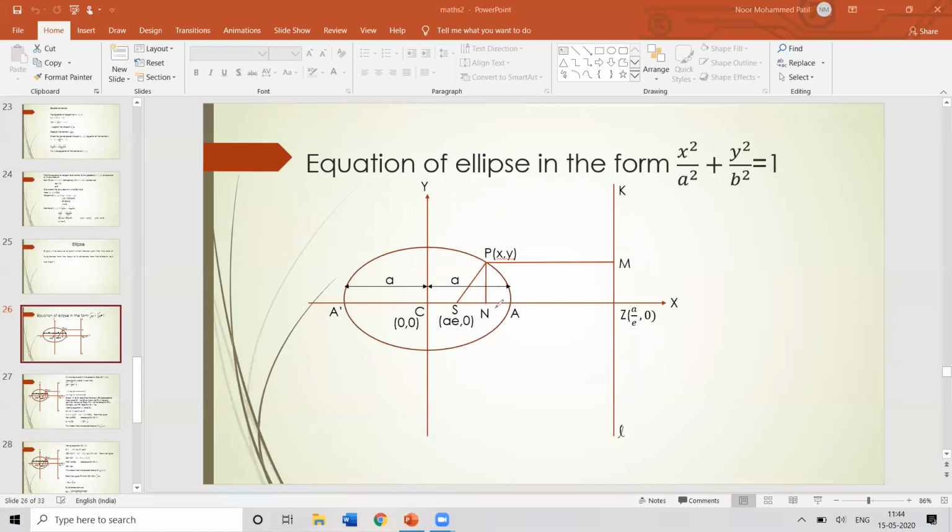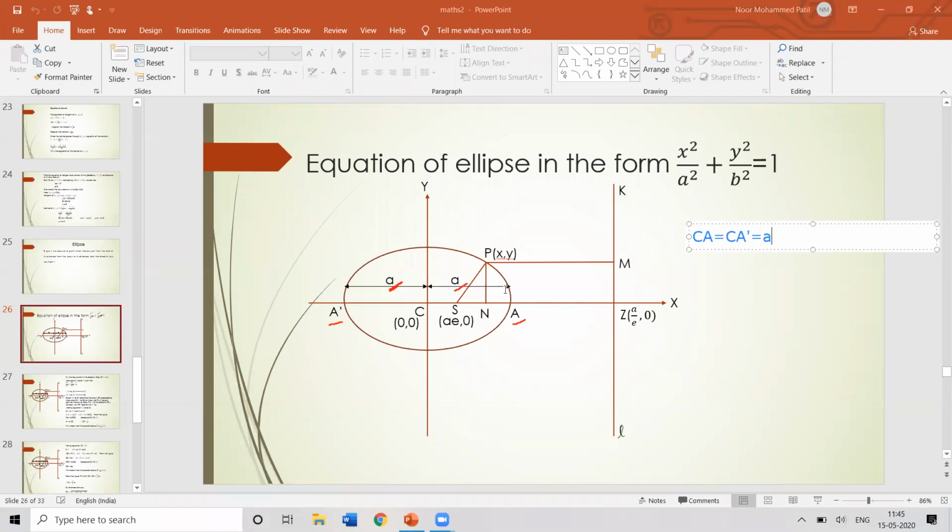Now this ellipse will touch at two points on the x-axis, that is A and A dash. So this distance, from the origin, that is the center of the ellipse, to A, we will consider as small a. As it is at the center, obviously on the other side also the length will be the same. That's why this value also will be a. That is, CA and CA dash are equal to a.